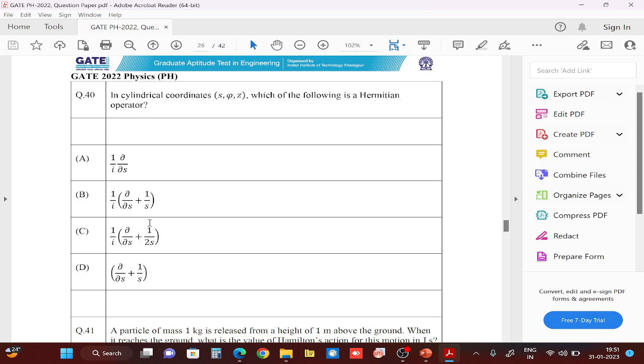Here's a 2 mark question, I think. Yes. Okay, I'll check this. I'll see how to simplify the solution. Okay, sir. Yes, sir.